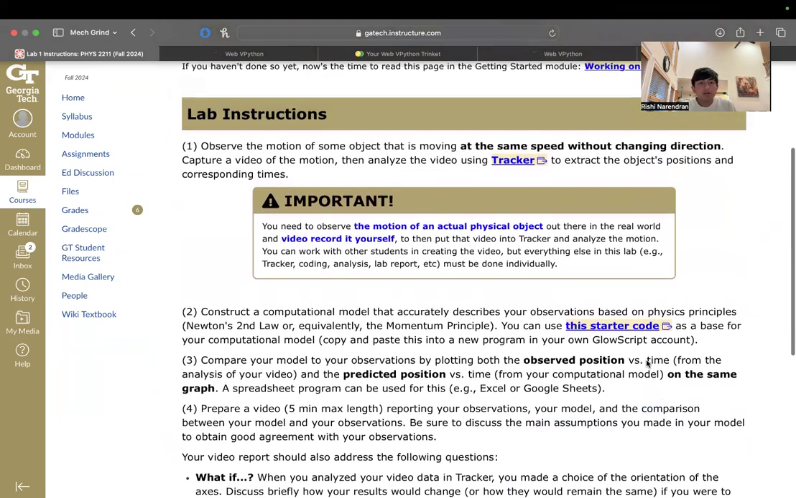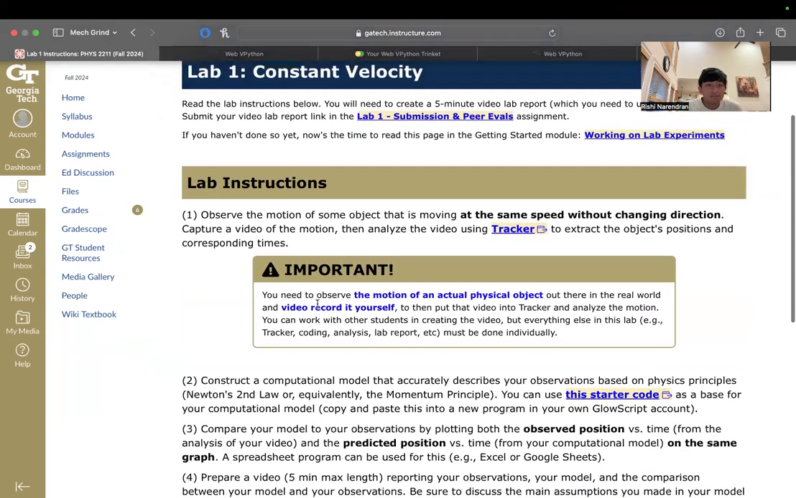So let's get into it. First, I was asked to observe the motion of some object that is moving at the same speed without changing direction. Capturing the video of the motion and then analyzing the video using Tracker is the next step after that. So to do this, I first took a video of a soccer ball moving across my living room.